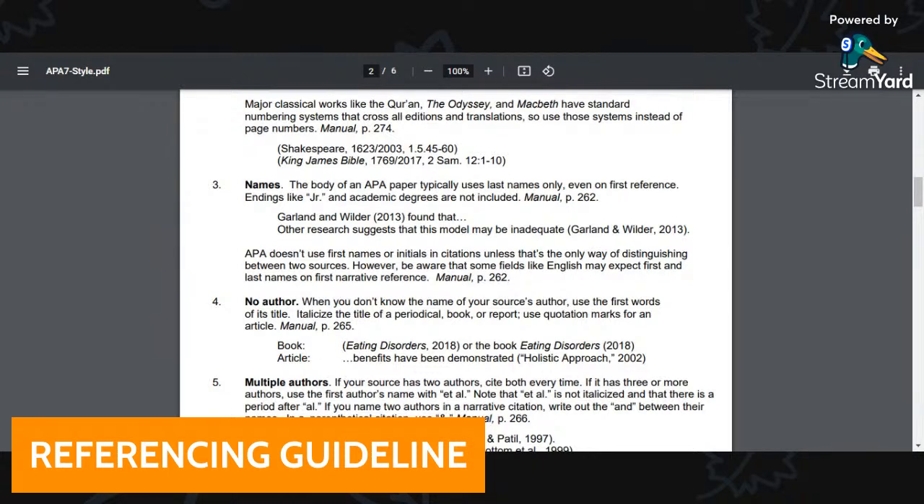Italicize the title of a periodical, book, or report. Use quotation marks for an article or manual. Multiple authors, then how we have to use it.